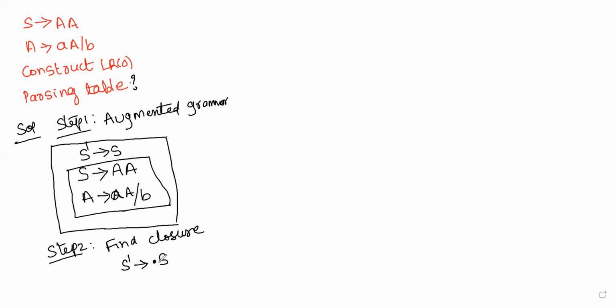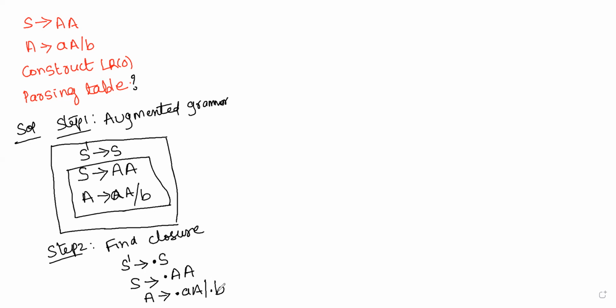Now after the dot we have S. So what is S in the given production? S tends to dot A. Again we have A. What is A in the given production? A tends to dot aA by dot b. So this is called the closure of the given production.